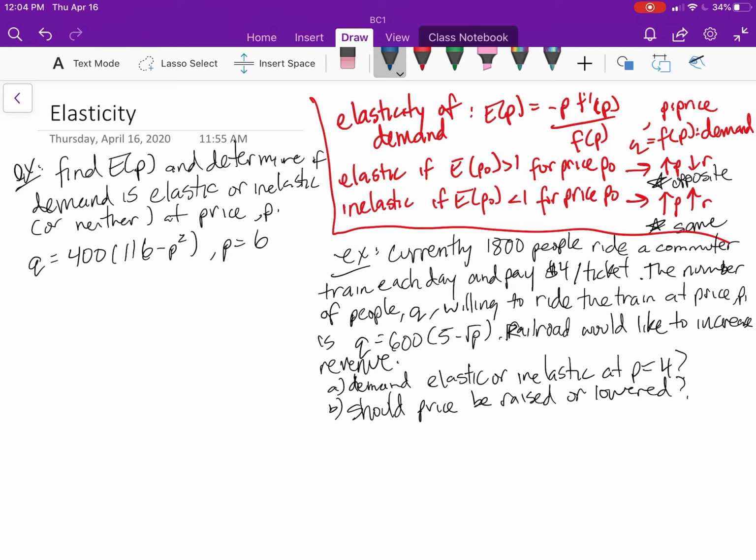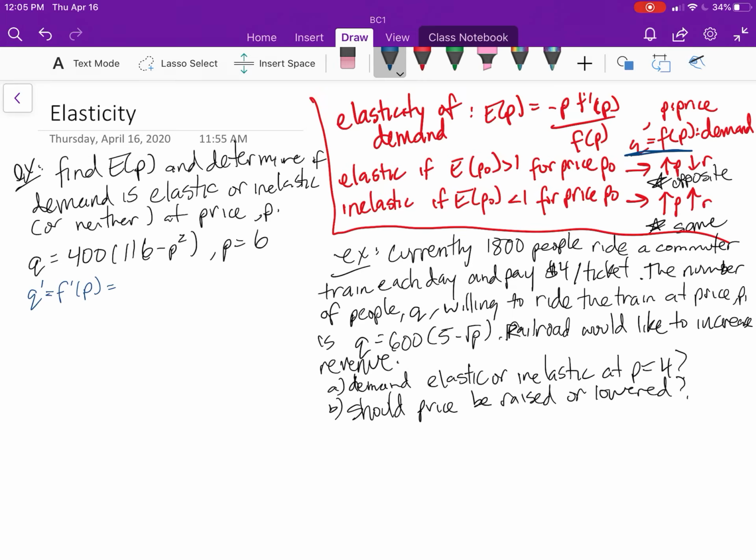Okay. So first, again, a generic question. Find E of p, so find the elasticity of demand. And the formula is given by negative p times f prime over the function itself. So we need the derivative. F of p I also kind of threw in here. That's just q, right? Some problems will use a q, some will use f of p. It's just function notation. So we need this derivative, so q prime or f prime of p.